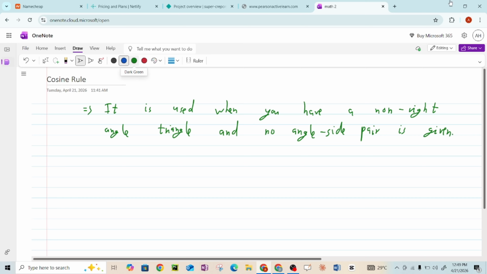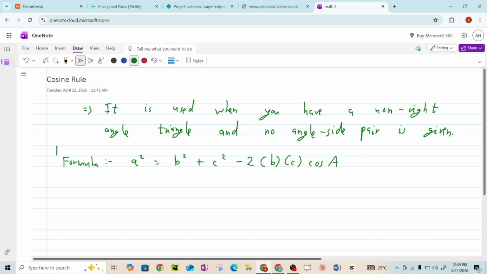So first of all, let's write some questions. Let me actually write down the actual formula. So the cosine formula is this: a squared is equal to b squared plus c squared minus 2bc cos of A. Let's explain what this is, and what a, b, c are as well.